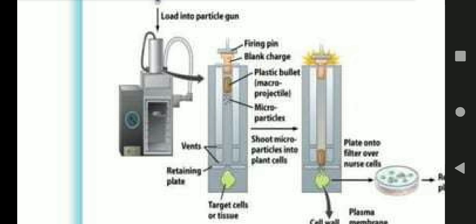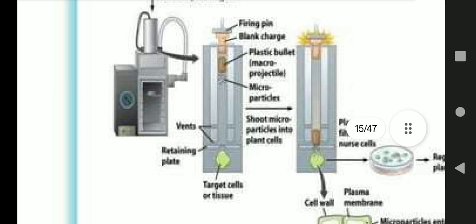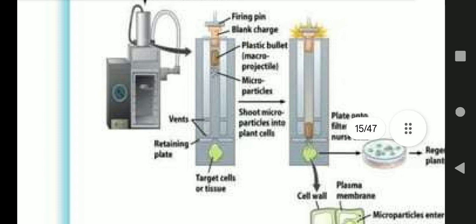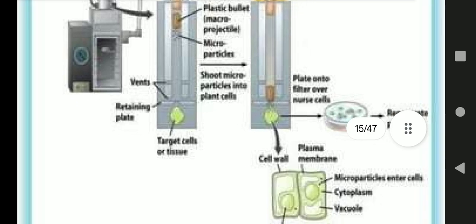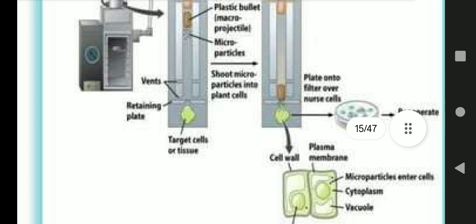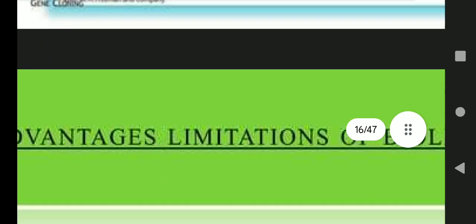We can see the target cells are kept at the bottom. When it fires automatically, it shoots the particle into the plant cell. Here we can see the plant cell with the microparticle that enters the cytoplasm of the cell. Then when the cells are taken up and planted, they regenerate into plantlets.